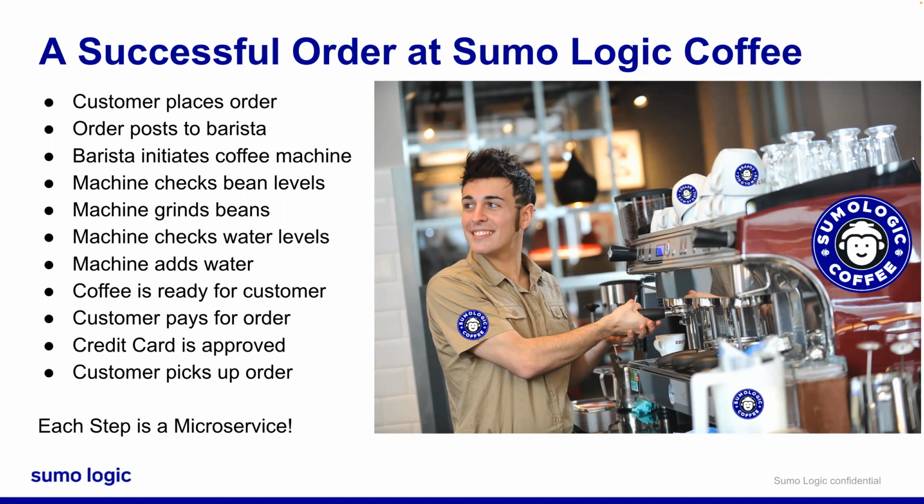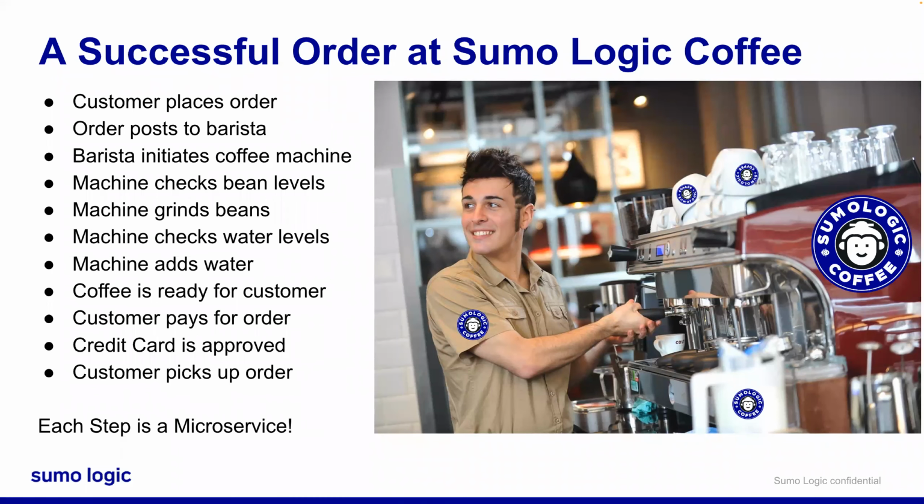And actually, that coffee machine is going to be doing most of the labor. So the barista is going to interact with the coffee machine and turn it on, set it, do what it needs to do. Now the machine's going to do some work here. It's going to make sure that it has the appropriate amount of ingredients. It's going to make sure that it has the right amount of beans, and then it's going to grind those beans. It's going to make sure that it has the right amount of water. And if it does, it's going to add the water to the cup of coffee. Magic is going to occur, and then that coffee is going to be ready for the customer. The customer is going to need to pay for that order utilizing a credit card. And once that's approved, then the customer can pick up the order. Like I said, each step is essentially like a microservice.